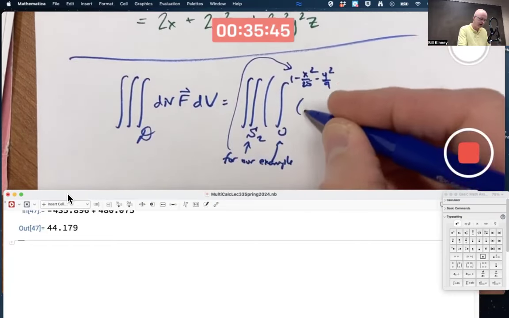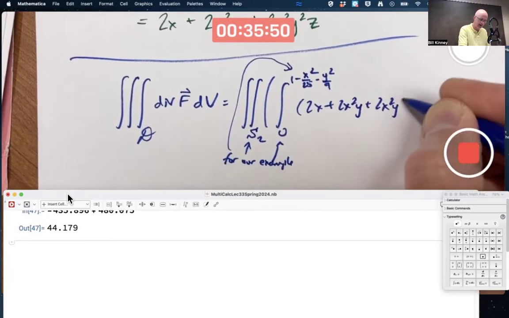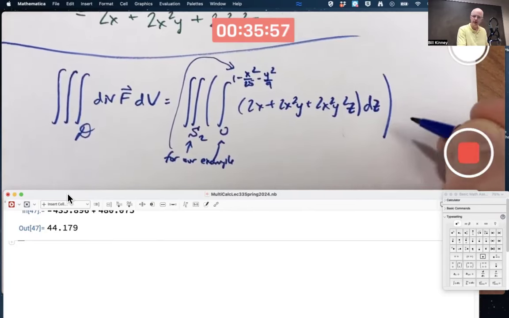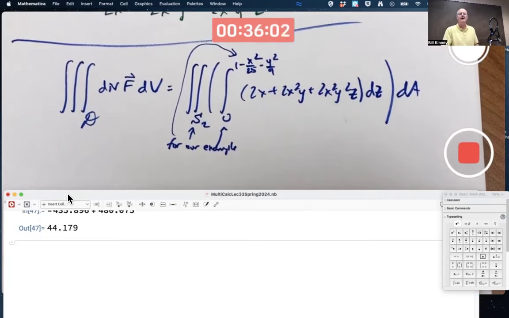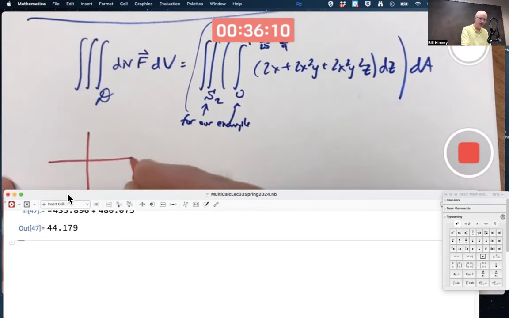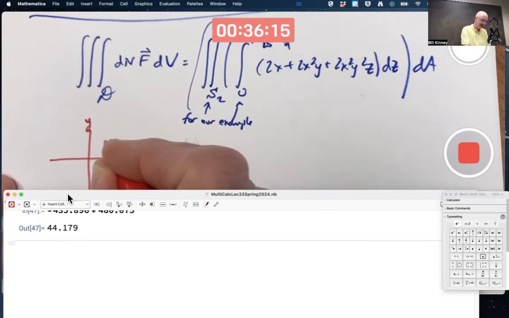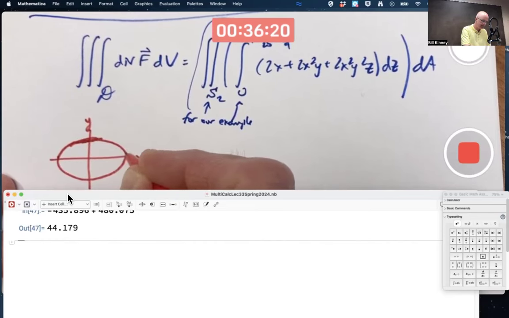The divergence function is 2x plus 2x squared y plus 2x squared y squared z. dz for the inner integral, dA for the outer double integral. And then for the outer double integral, I break it into pieces as well. The S2, looked down on from above, is an ellipse, and what's inside the ellipse? This effectively is S2.